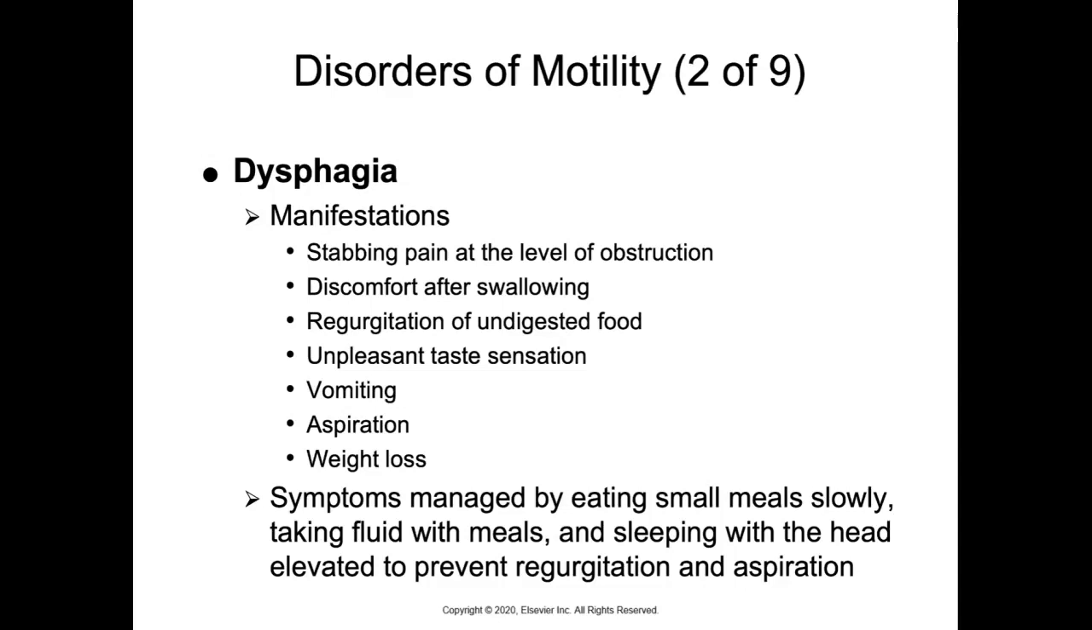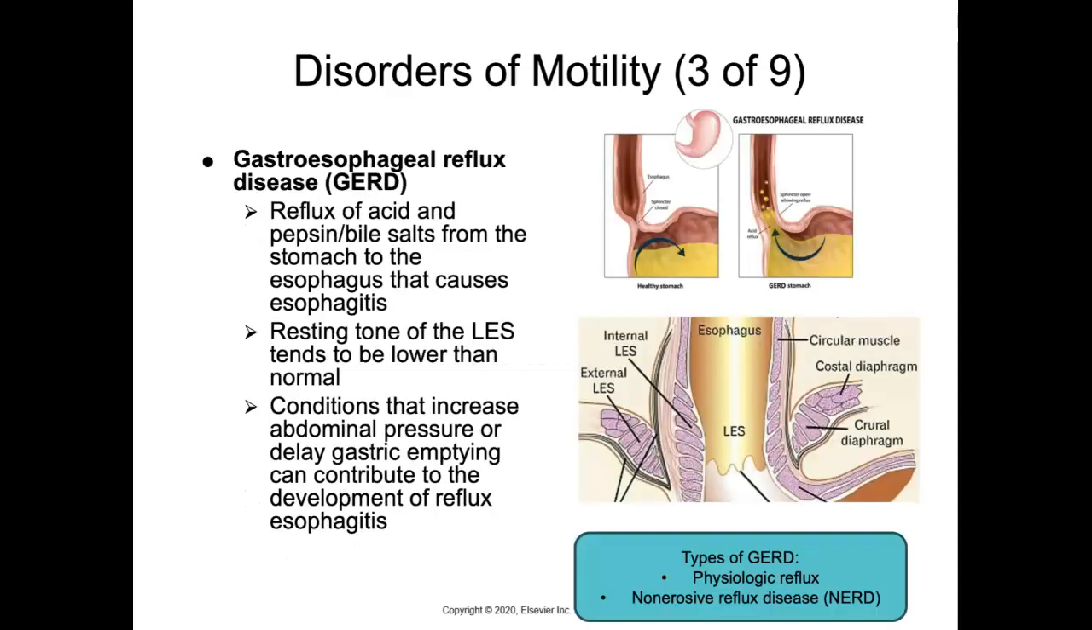So how do we treat it? We can manage it by eating smaller meals slowly so that it can move through that smaller lumen through the lower esophageal sphincter, and also taking in fluids with meals, sleeping with your head elevated so that we don't get regurgitation and aspiration. Moving along in the alimentary canal, now let's talk about gastroesophageal reflux disease, or GERD.